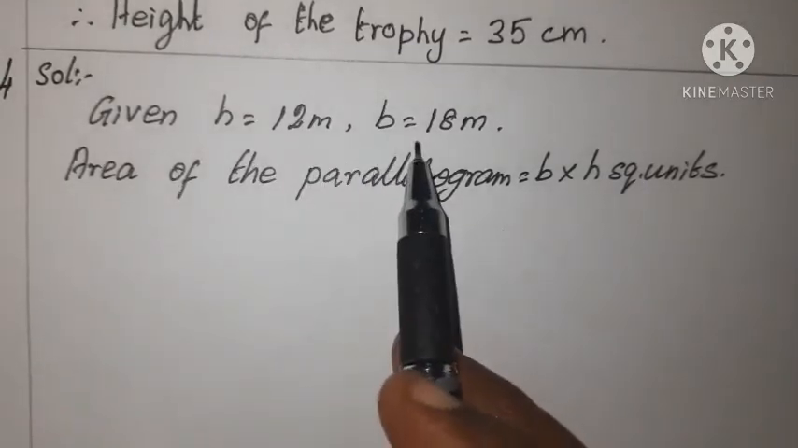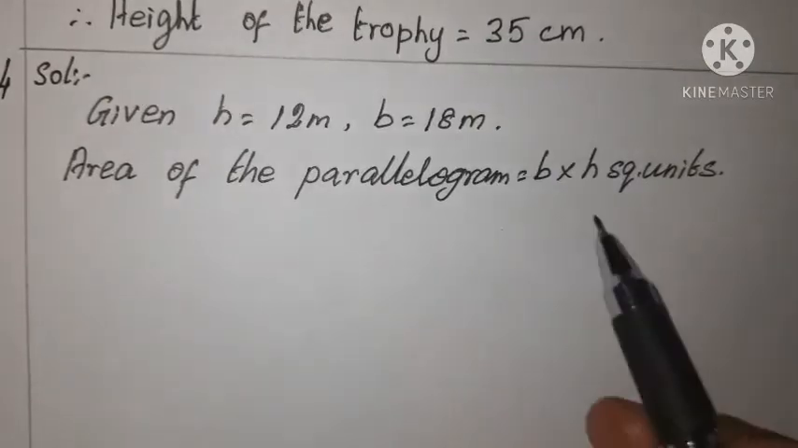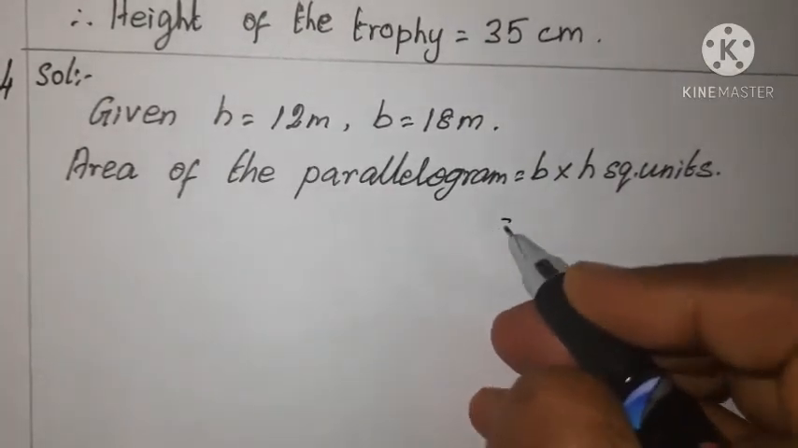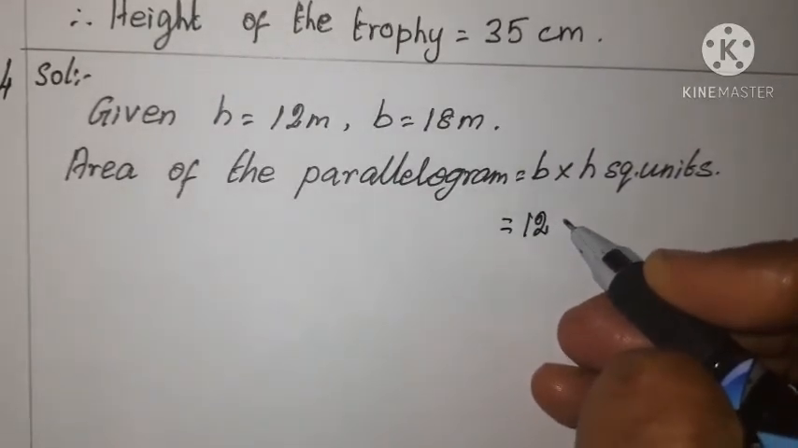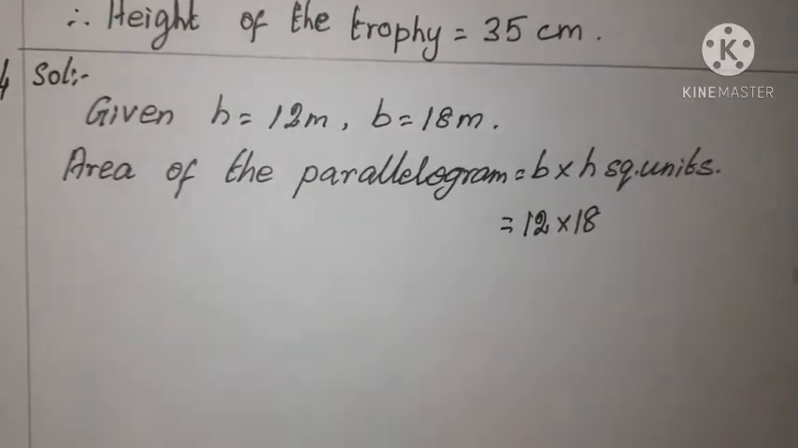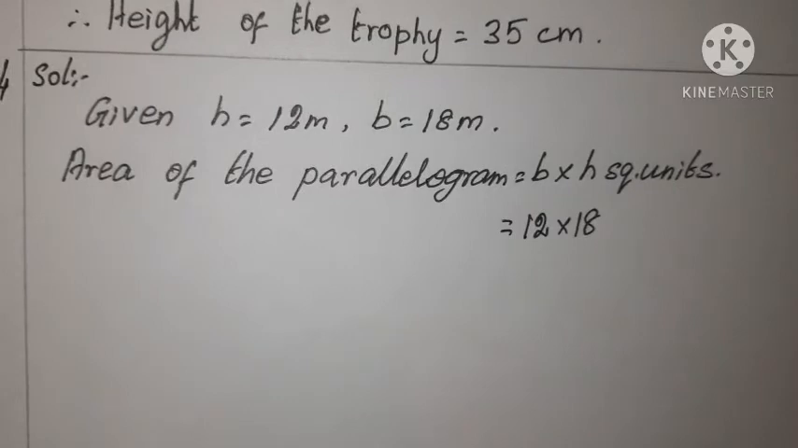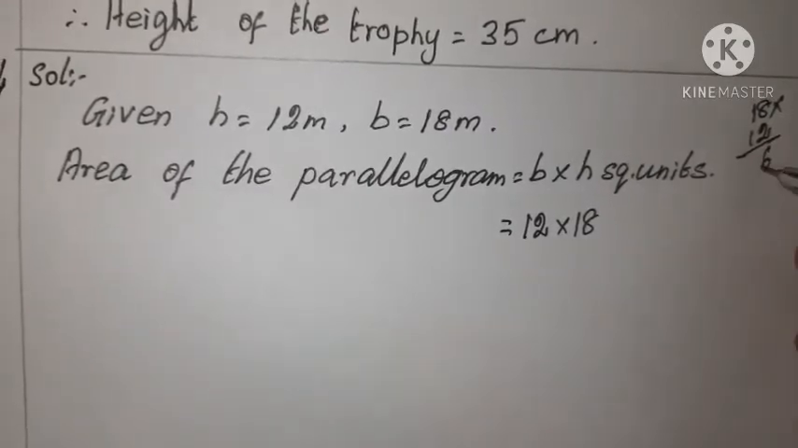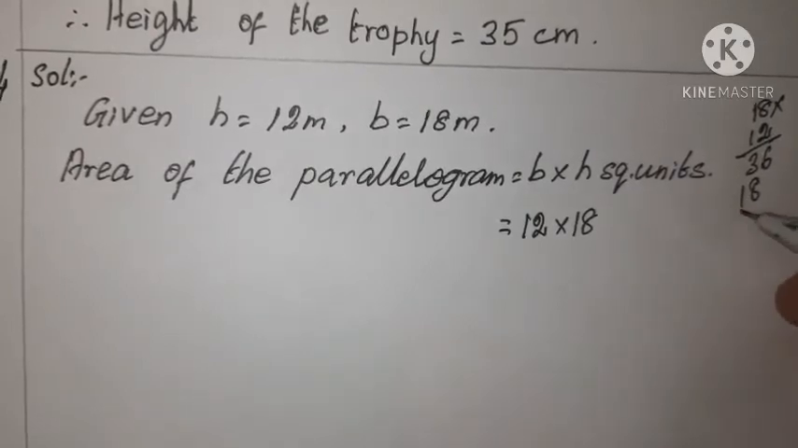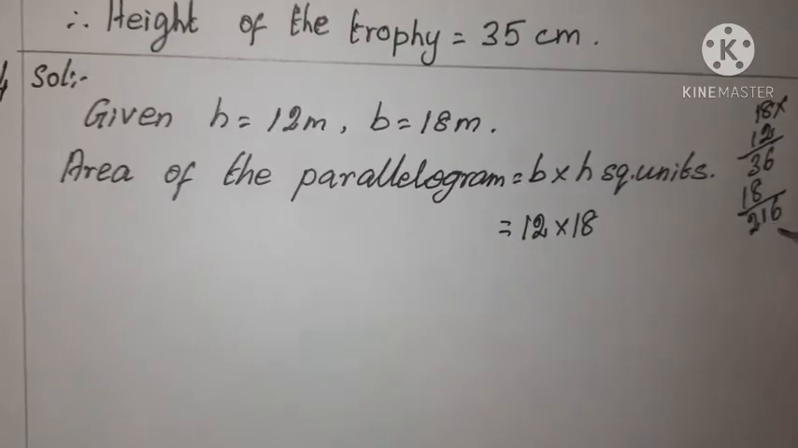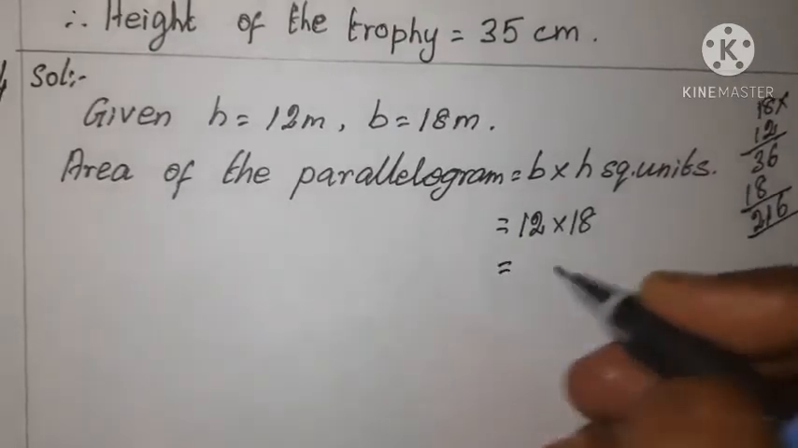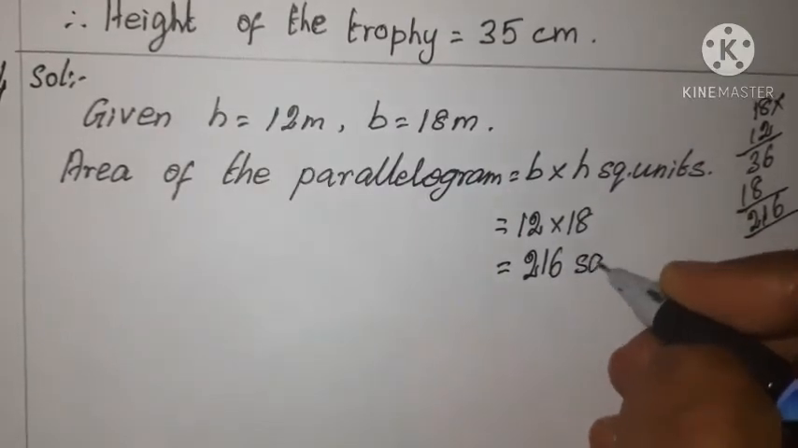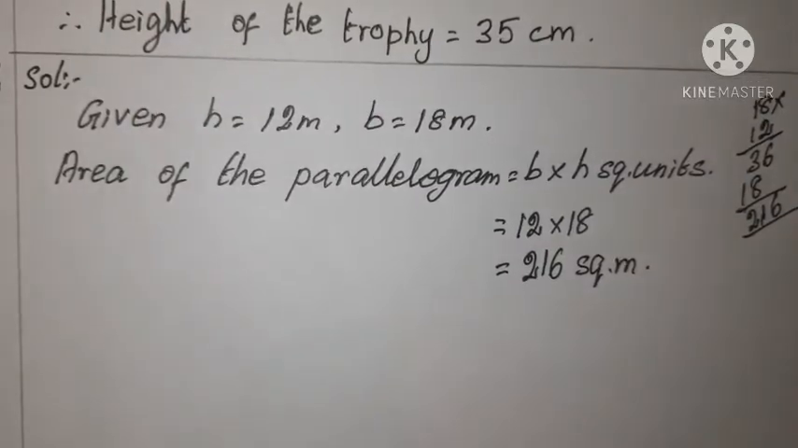Solution: given height equal to 12 meter, base equal to 18 meter, area of the parallelogram, formula write b into h, square units. Thus find the value of area of the parallelogram, 18 into 12. Next, multiply. Two eights are 16, one balance. Answer 216 square meter.